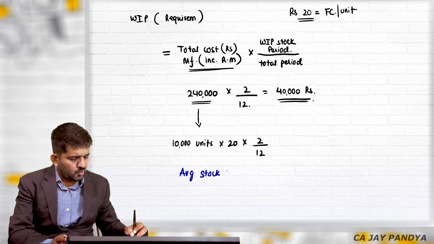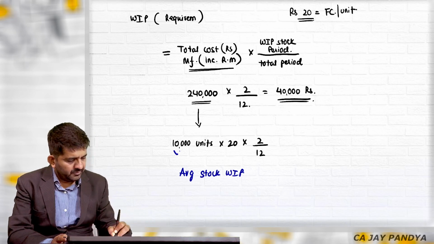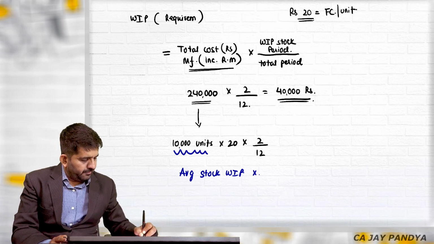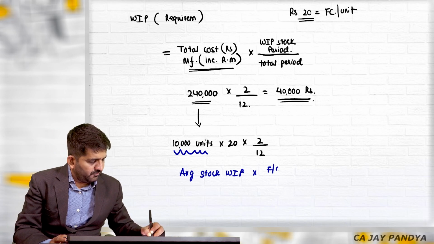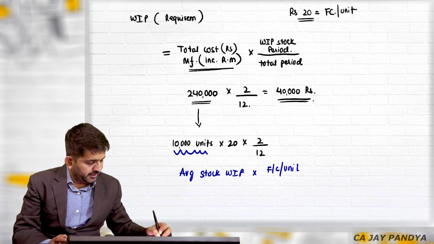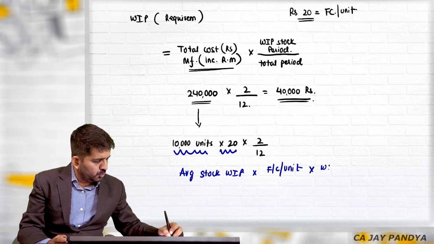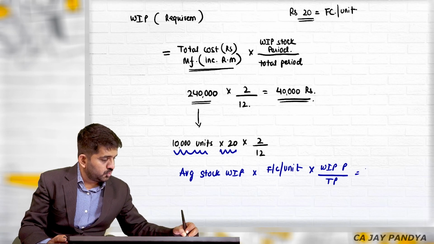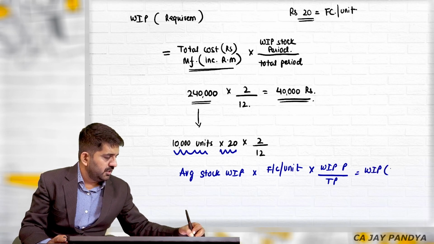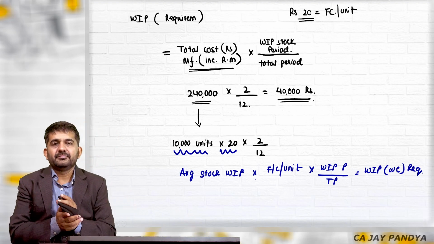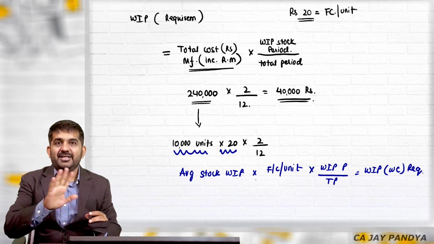Average stock of WIP, which is this, multiplied by factory cost per unit, which is 20, into WIP period divided by total period, is also the WIP working capital requirement. Try to understand the time sequence.